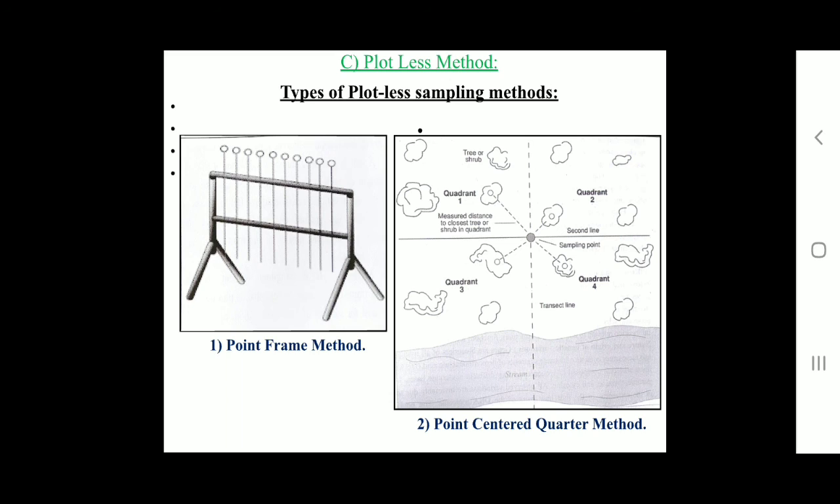In this method, a set of points is selected, the area around each point is divided into four 90-degree quadrants, and the plant closest to the point in each quadrant is identified. The diameter and distance between the central point and selected plant in each quadrant is measured. If the needle hits the plant, then the plant's diameter is only recorded and distance is put as 0.